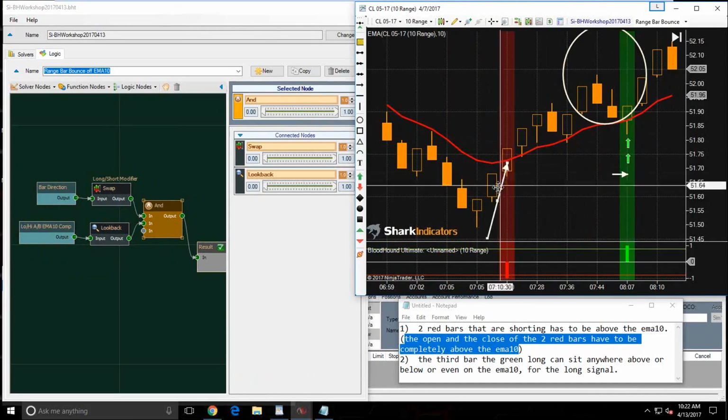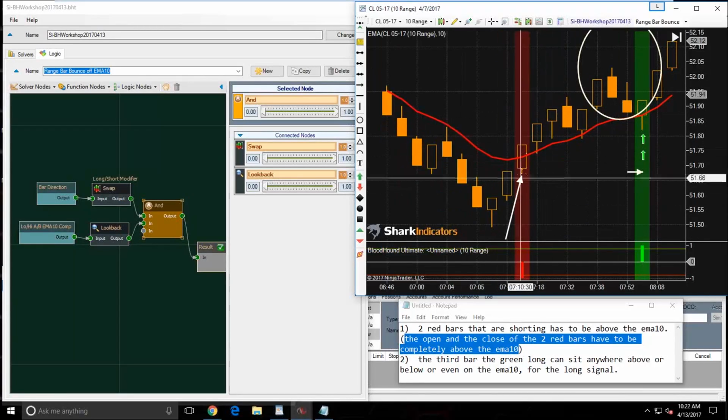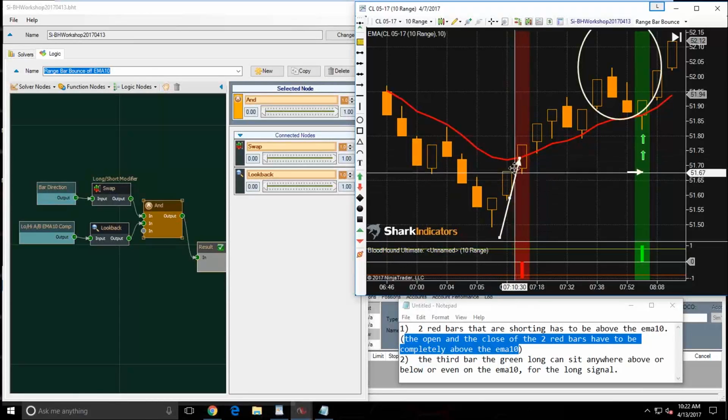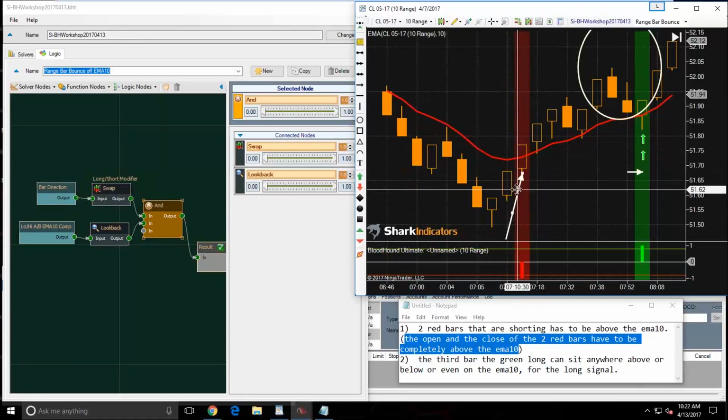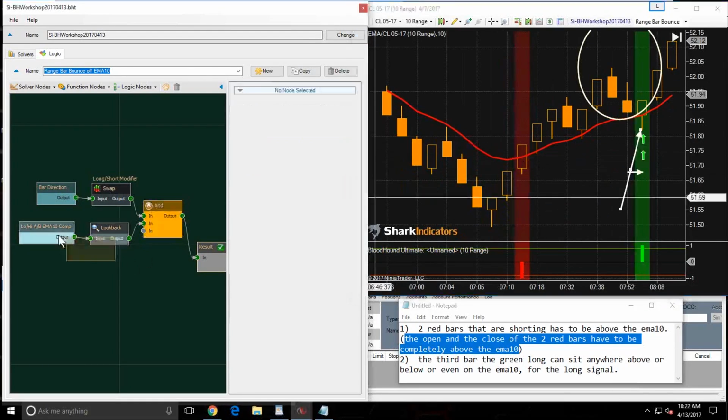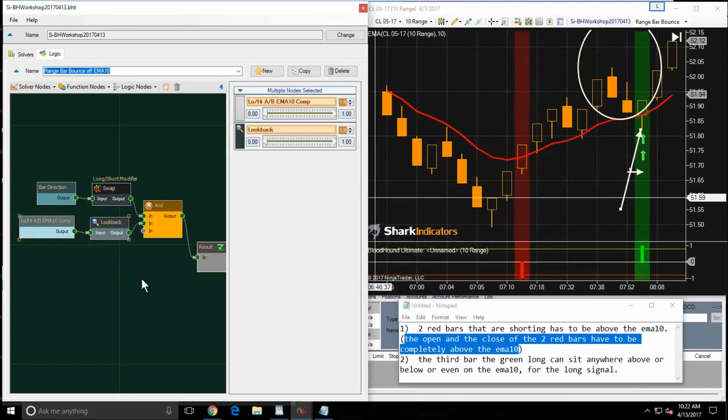But if we look over here at the short signal, we can see there's a problem. This is not a down bar, this is an up bar. So we need to get rid of this signal here on this up bar. We don't want to short if it's an up bar. So we need to get rid of that, and there are 2 ways we can do this.